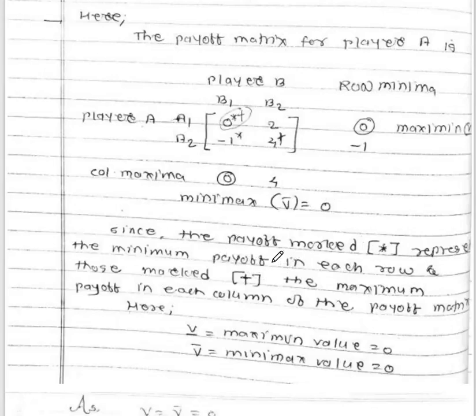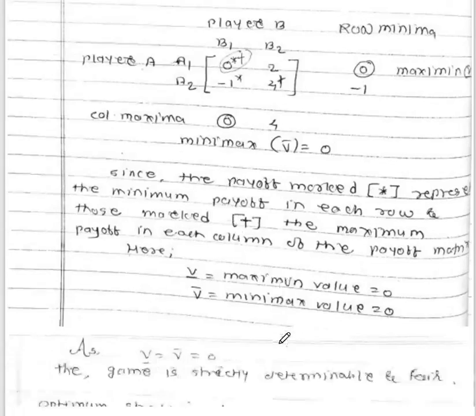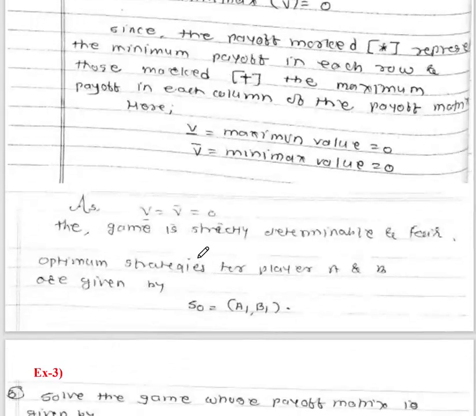In the payoff matrix, the star represents the minimum payoff in each row, and those marked plus represent the maximum payoff in each column. If you observe, maximin, that is lower V bar, is equal to 0 and minimax, that is upper V bar, is equal to 0. Both values are 0, and hence from the conditions we see that lower V bar equals upper V bar equals 0. Then the game is strictly determinable and fair.